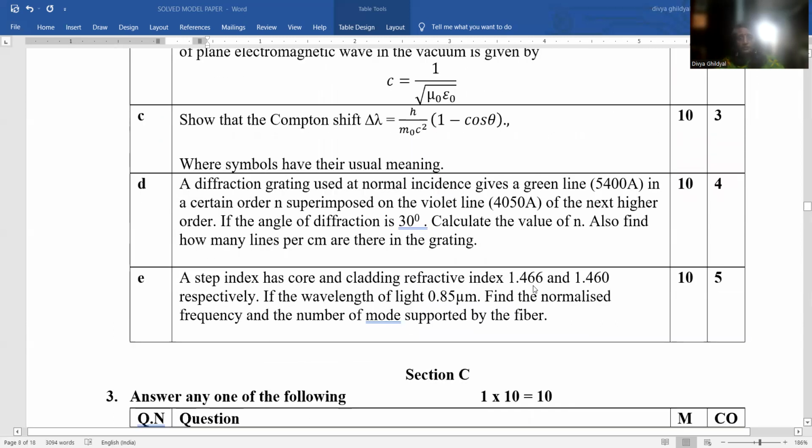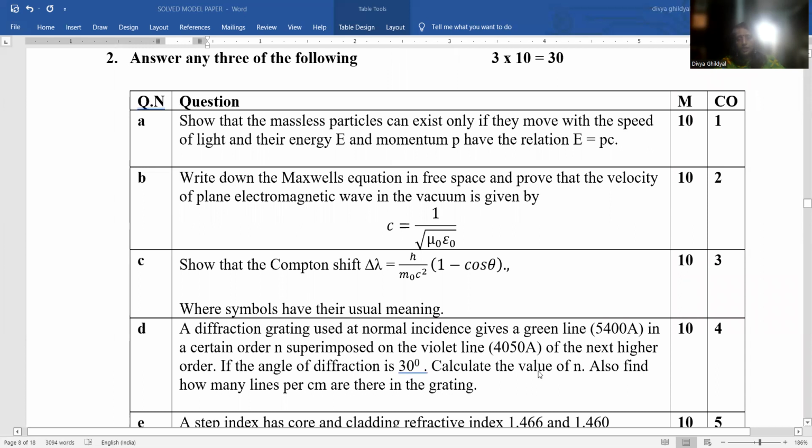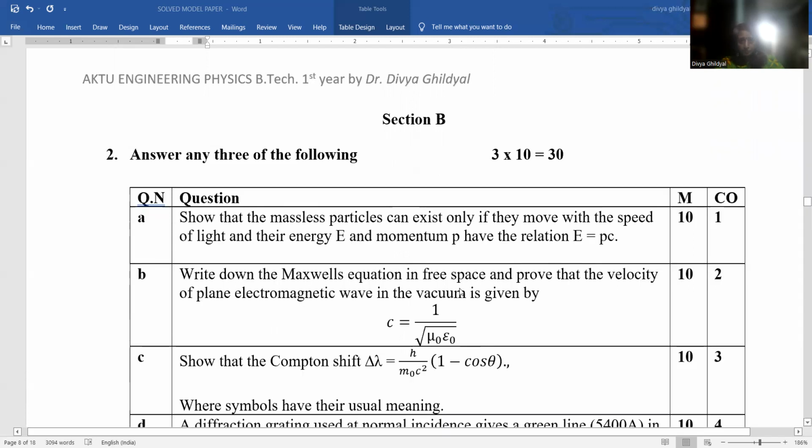Now, if I am given a numerical aperture and I have been given the refractive index of core and cladding, then I know that the numerical aperture formula is under root n1 square minus n2 square, or if any other value is asked, I will put it in the formula. Grating: a plus b sine theta is n lambda. Maxwell's equations in free space and velocity of light in vacuum is given by c is equal to 1 upon under root mu naught epsilon naught.